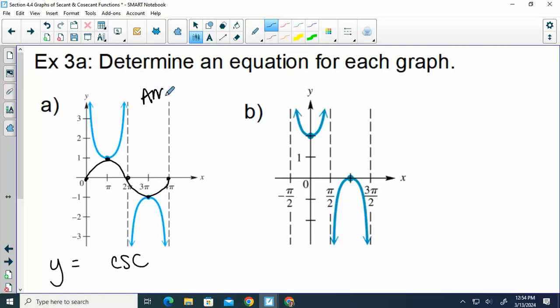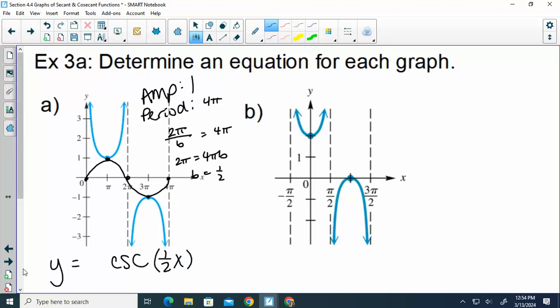What is the amplitude here? 1, because we go 1 above or below on my sine graph, so there's nothing out in front. Is it flipped or anything? Nope, so I don't have to worry about that. All right, then period. How long did it take before this started repeating? 4 pi. Okay, so we need to think about how we find period. We do 2 pi divided by the number in front of x, and it had to equal 4 pi. So 2 pi has to equal 4 pi b, divided by 4 pi, so b is 1/2. So it's y equals cosecant of 1/2 x.